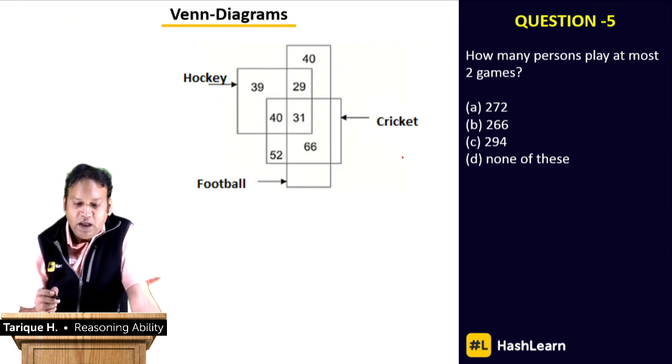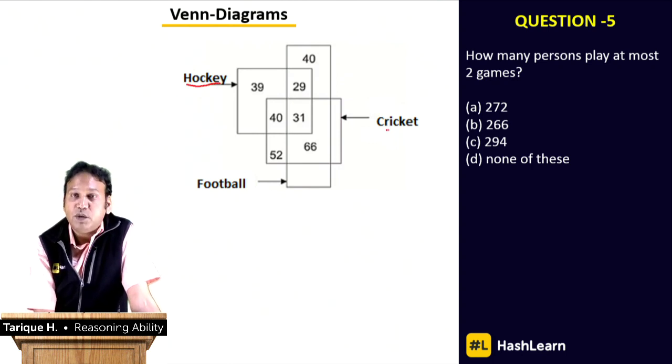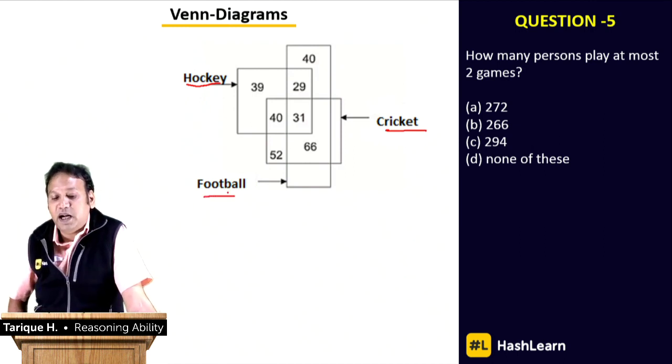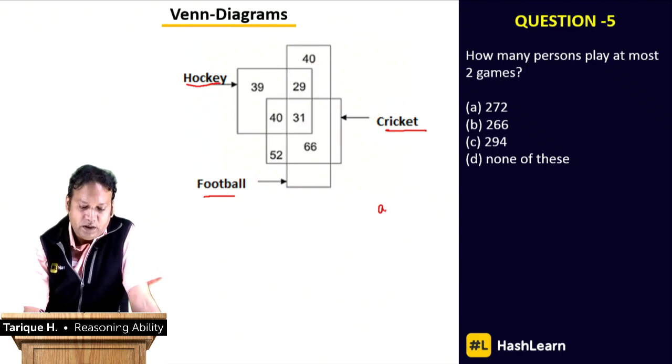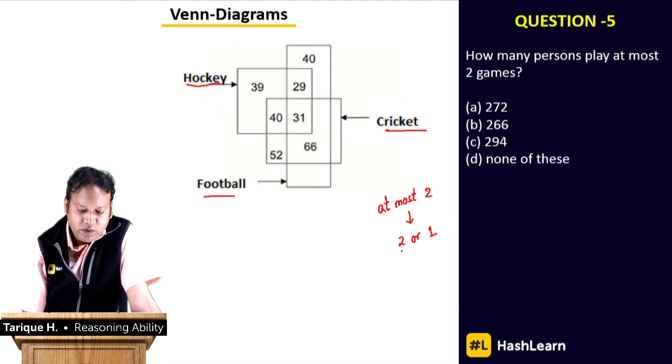Next we'll be looking at the next question, number 5 here. Now here we have two squares and one rectangle. The square here represents hockey, the square here represents cricket, and the square here represents football. And how many persons play at most two games? At most two means two or less, or two or one in this case, because it is one game or two games. So those who are playing two games, that means hockey plus cricket, hockey plus football, and football plus cricket.